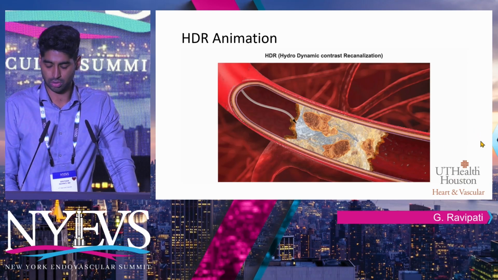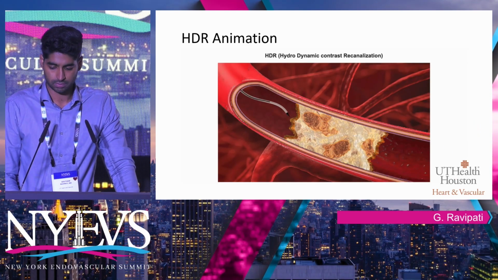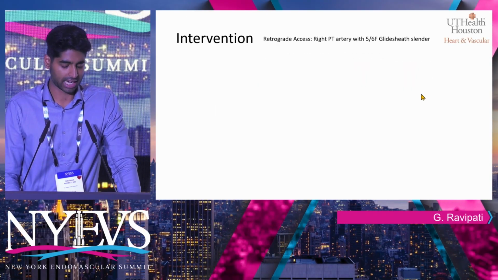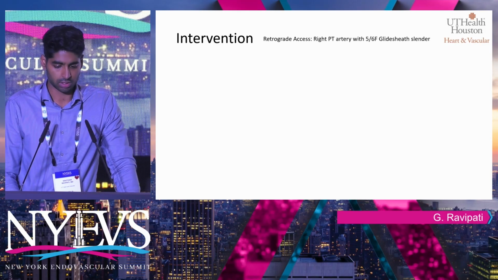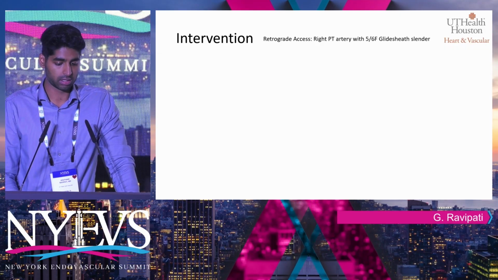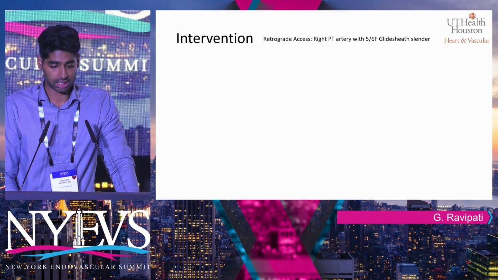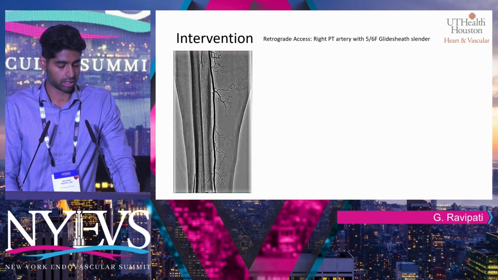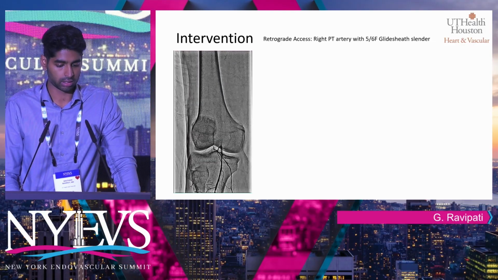And so let me show you the case that this patient came in with. For the intervention, we had a retrograde access. Like I said, he had an aorta bifem bypass before, had a hostile groin, and he didn't have a great DP. So we used the right PT artery with a 5/6 French Glidesheath Slender, and you can see the first diagnostic image here, essentially seeing the popliteal CTO there.